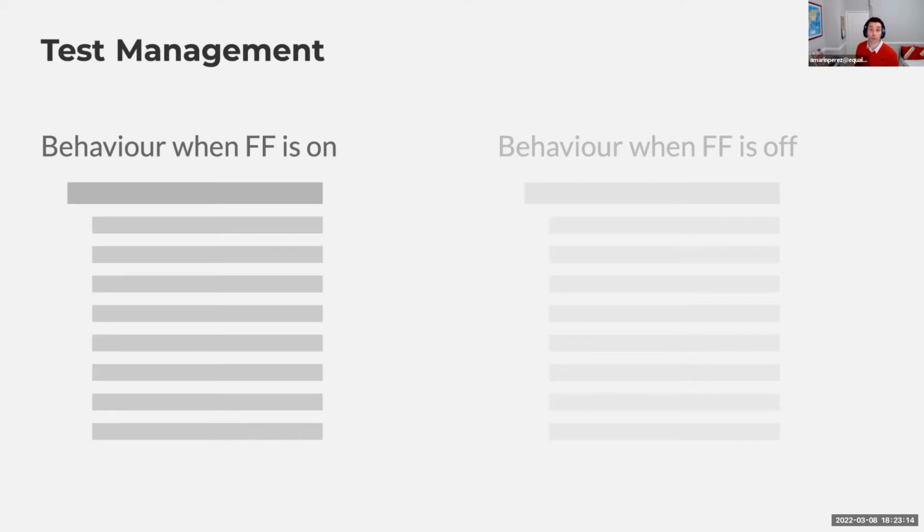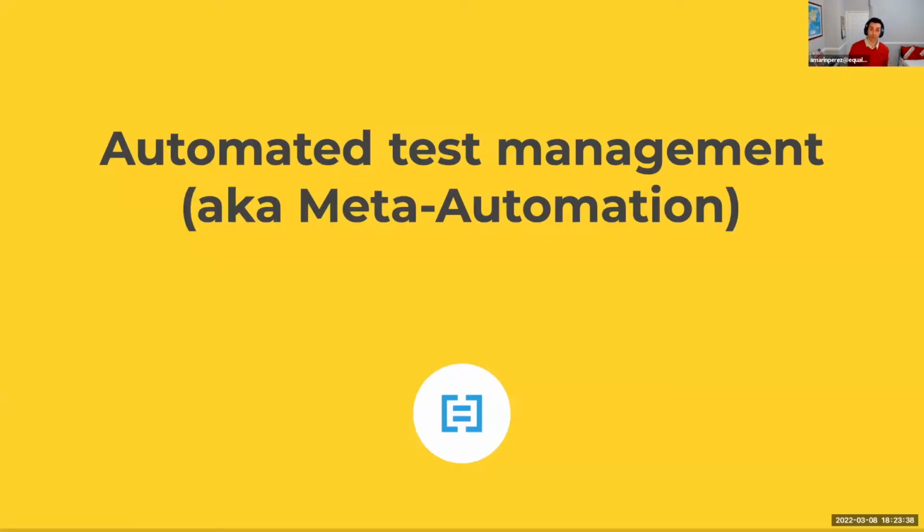So what we're going to do is extend the strategy that we had before. We're going to consult the value of the feature flag in that feature flag service. And then automatically, based on the value of that flag, I'm going to select which tests I'm running and which tests I'm ignoring. This is why I call this part meta automation. Because essentially what we're doing is managing our automated tests in an automated way. So we automatically manage our automation.